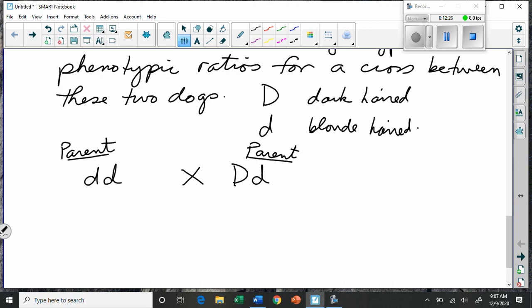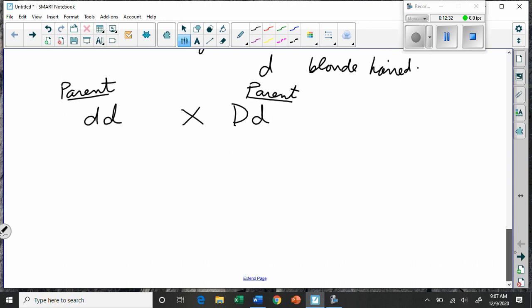And these are their genotypes. That's the cross we want to do. So what we do is we figure out the possible gametes that can be contributed by each parent. If these parents were to undergo meiosis and produce sperms and eggs, their homologous pairs would separate, and these alleles would go individually into the sperms and eggs.